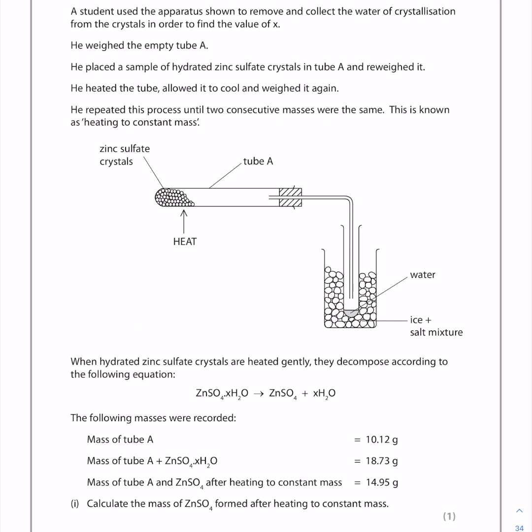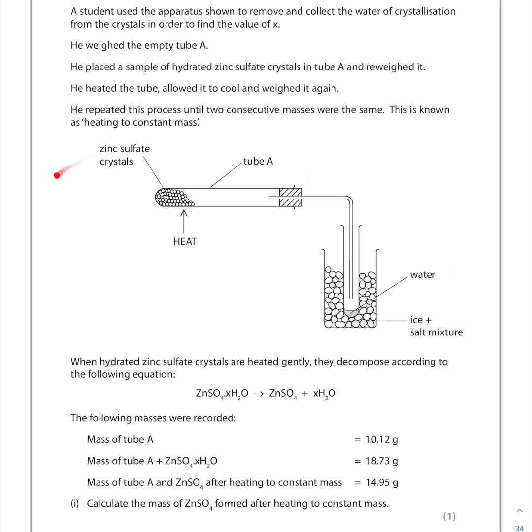Crystals of hydrated zinc sulfate, ZnSO4.XH2O, contain water of crystallization. See the apparatus shown to remove and collect the water of crystallization from crystals in order to find the value of X. He weighed an empty tube A. Then he placed a sample of hydrated zinc sulfate crystals in the tube A and reweighed it. He heated the tube, allowed it to cool and reweighed again. He repeated this process until two consecutive masses were the same. This is known as heating to a constant mass.